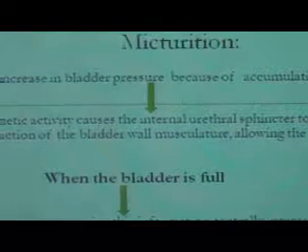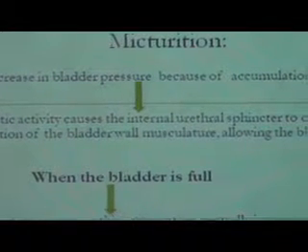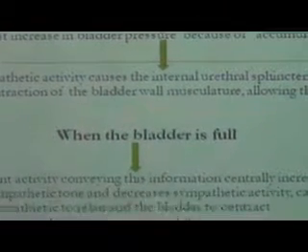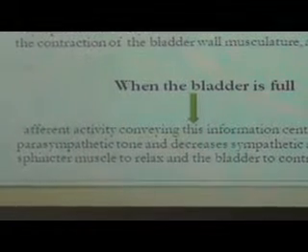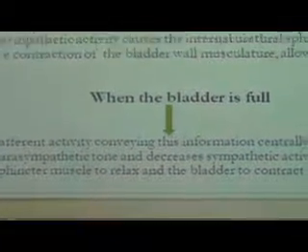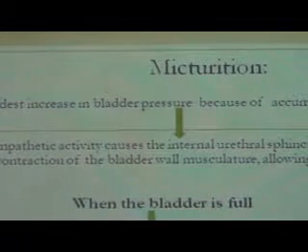If there is a modest increase in bladder pressure because of accumulation of urine, what will happen? Sympathetic activity will predominate and cause the filling of urinary bladder. On the other hand, parasympathetic innervation will give impulses that cause contraction of the detrusor muscle and relaxation of the internal urethral sphincter and cause micturition. So this is the concept about micturition and innervation of urinary bladder.